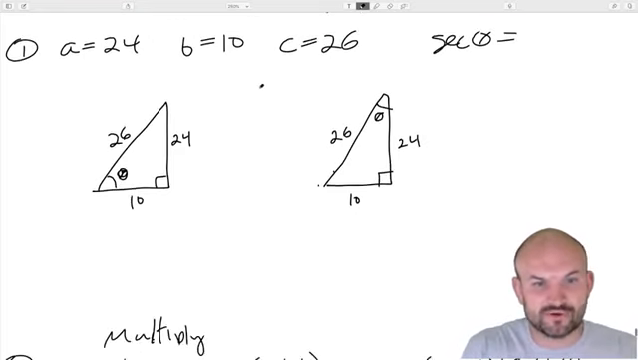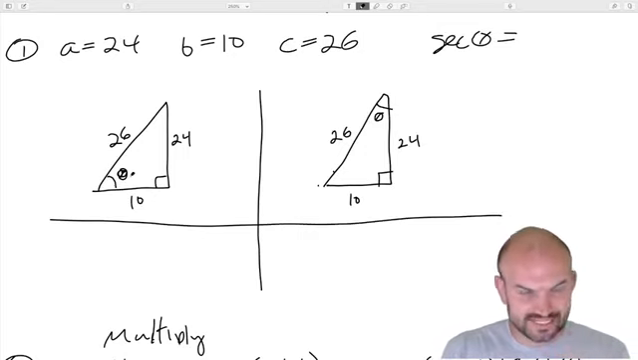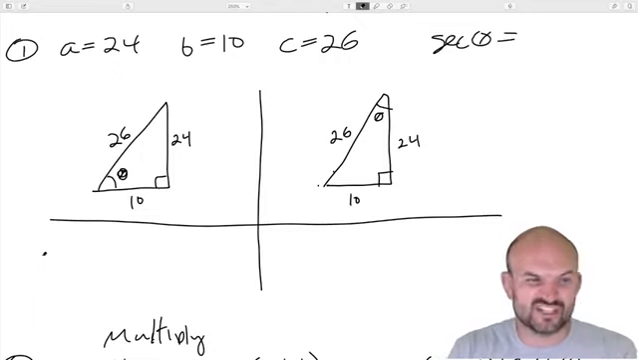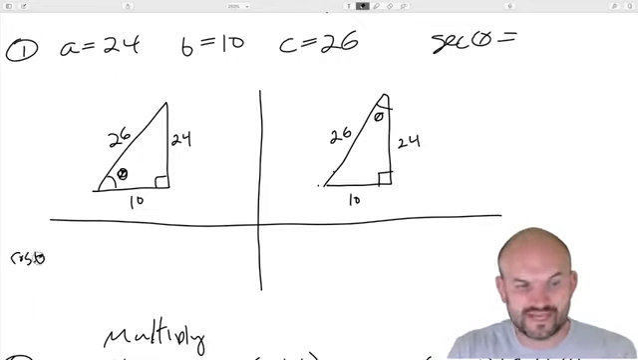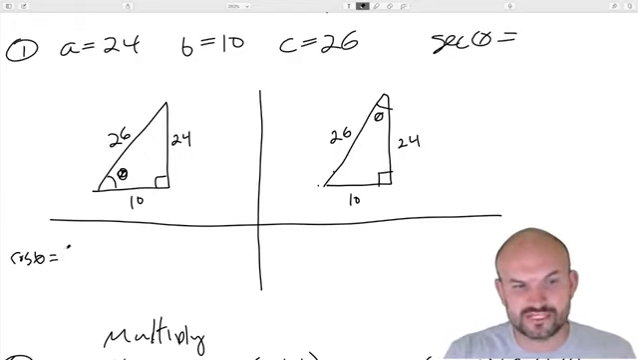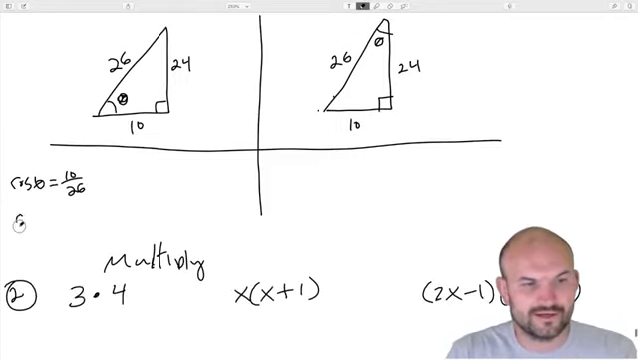I'm still going to use the same variable theta. But in this case, if here's theta, remember secant. So actually, let's just do cosine. So cosine of theta, which is typically remembered a little bit easier for students, that is going to be adjacent over hypotenuse. So that's going to be 10 over 26. I'm not going to reduce that. I'm not going to simplify. Well, actually, I can. So, all right, fine.